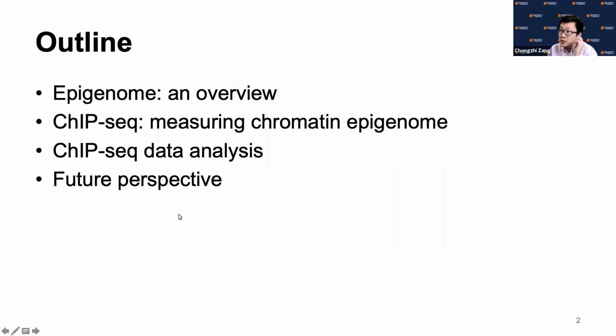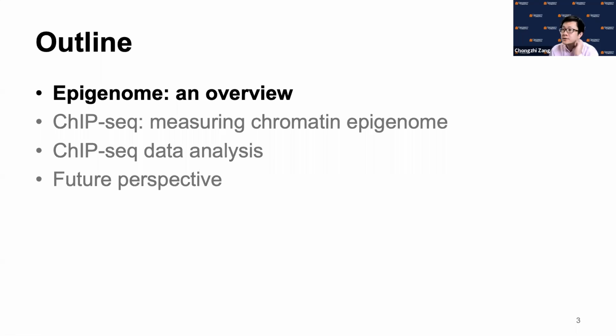In this lecture, we will continue talking about the epigenome. First, I will give you an overview, although you've already heard about the epigenome for the past two lectures. And I'll be focusing on one technique for measuring the chromatin epigenome, the so-called ChIP-seq. I will briefly introduce the technique, briefly go over the data analysis for ChIP-seq, and say a little bit about future perspectives. So first, let's have another overview of the epigenome.